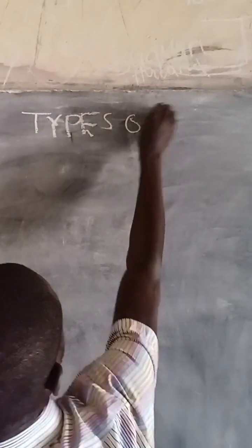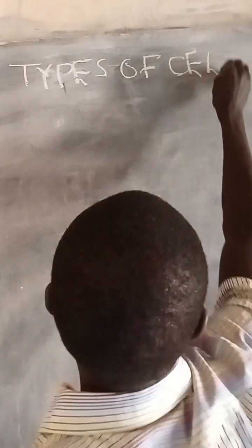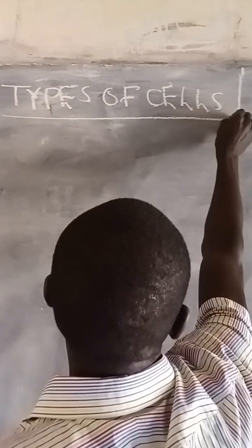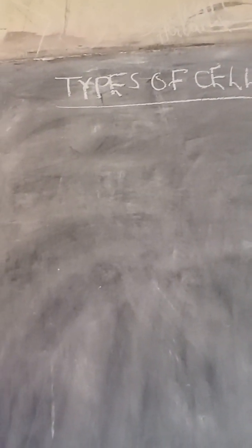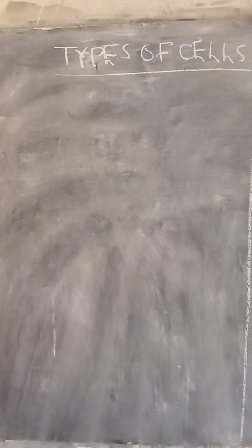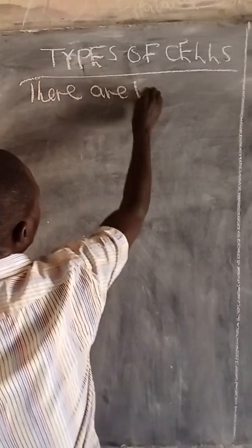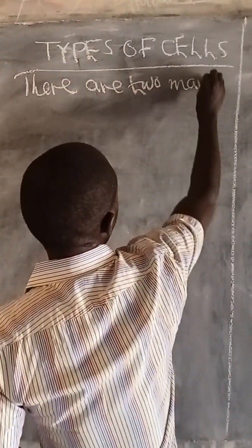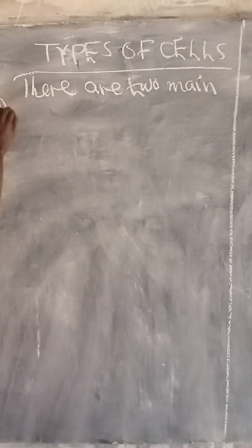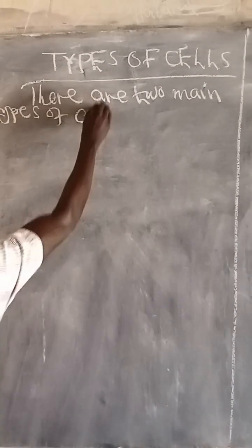Types of cells. Basically, we have two main types of cells. The first group of cells we call the prokaryotic cells. The second type of cell is called the eukaryotic cells. So there are two main types of cells.